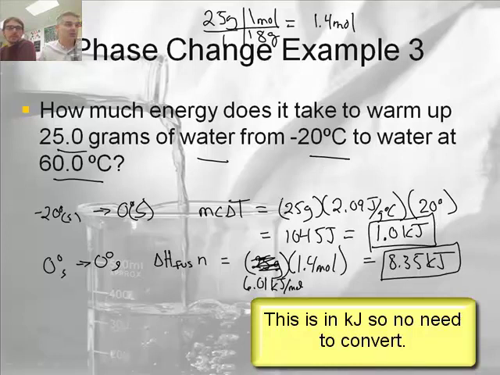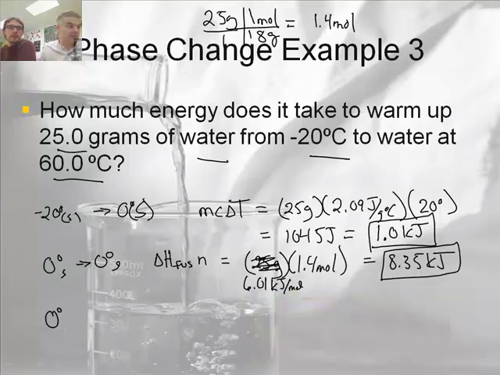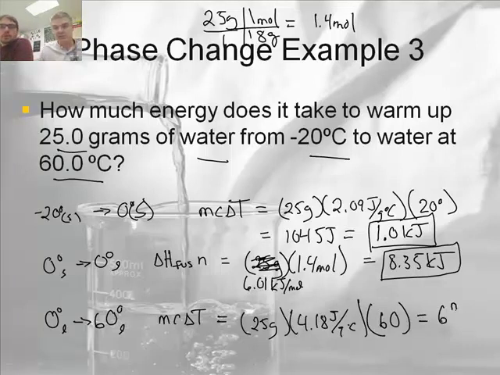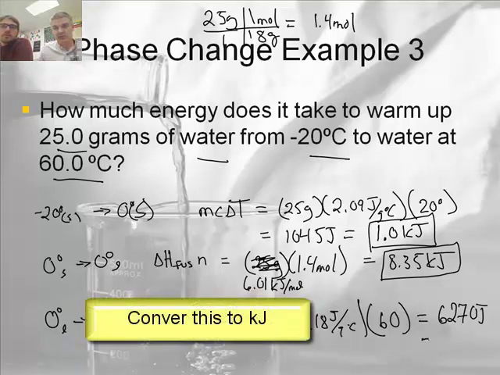But I'm not done yet. I still have one more step. Go from 20 degrees. Nope, from 0 degrees. Pardon me, from 0 degrees as a liquid to 60 degrees as a liquid. And that's going to be heat up, so MC delta T. So now we are going to use 25 grams. And this is liquid water, so I use the number I'm familiar with, 4.18 joules per gram degrees Celsius, times the change in temperature, which is 60 degrees from 0 to 60. And you get what, Mr. Sams? 6,270 joules, which is 6.3 kilojoules.